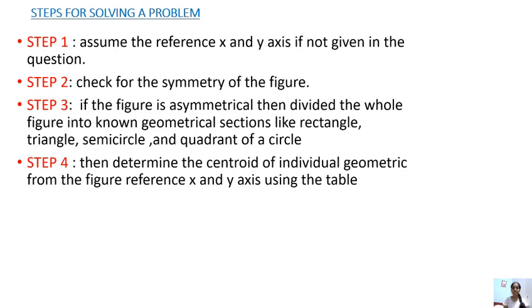Next, let us see the steps for solving a problem. First step is we have to assume the reference x and y axis if it is not given in the question. The second step is we have to check if the figure is symmetric or asymmetric. The third step is, if the figure is asymmetric, then we have to divide the whole figure into known geometrical sections like rectangle, triangle, semicircle, quadrant, etc. The next step is we have to determine the centroid of individual geometric shapes from the reference x and y axis using the table.